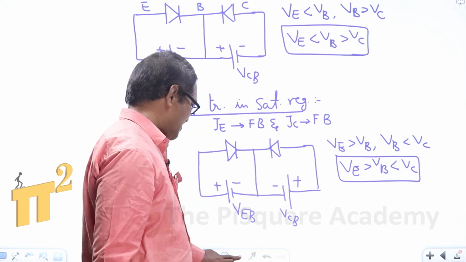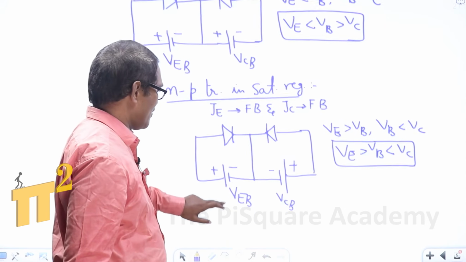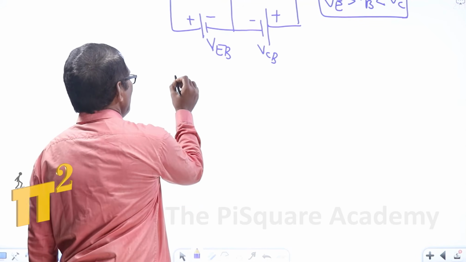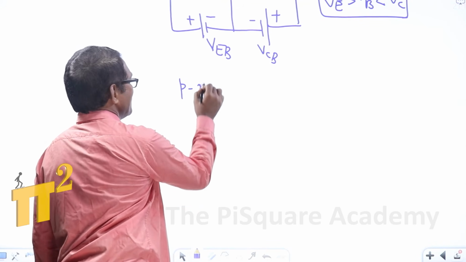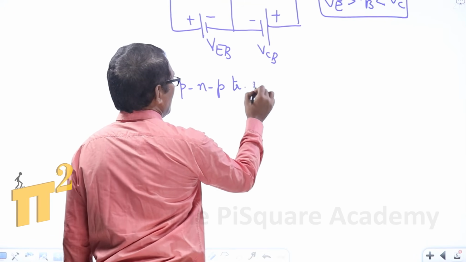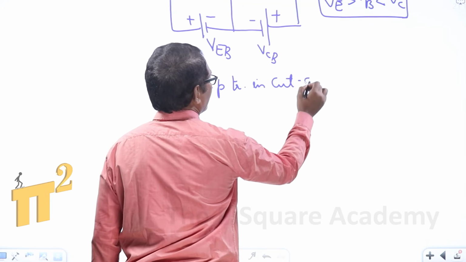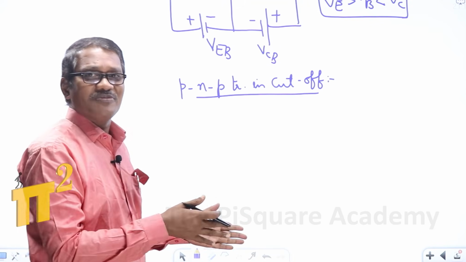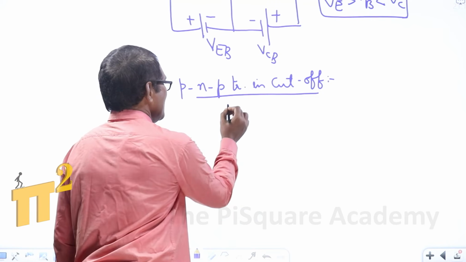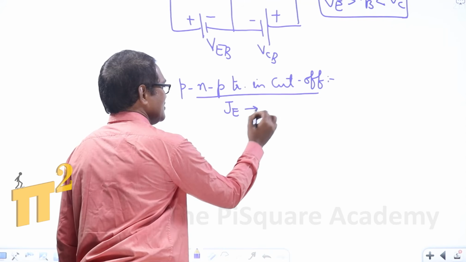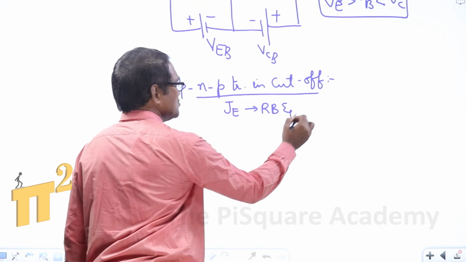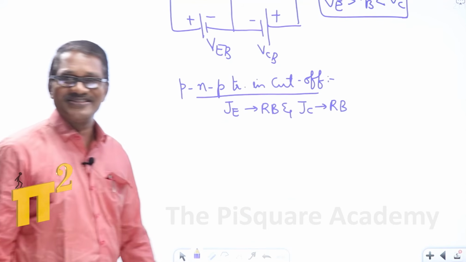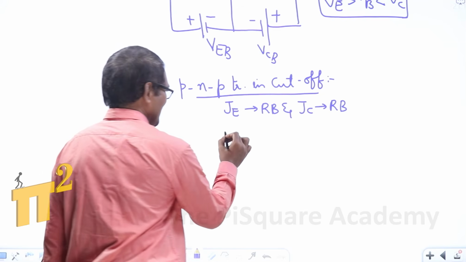And the next one is the cutoff region. PNP transistor in the cutoff region. Both the junctions must be reverse biased. That is, JE must be reverse biased and JC also must be reverse biased to use the transistor in the cutoff region. Right? So let us connect.